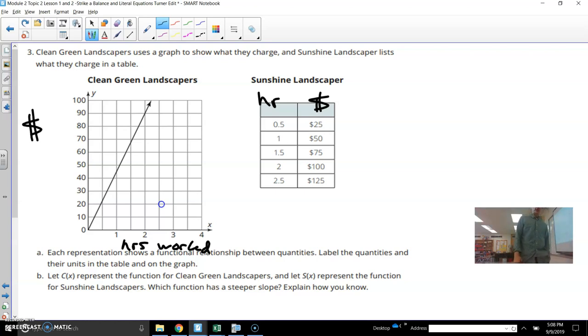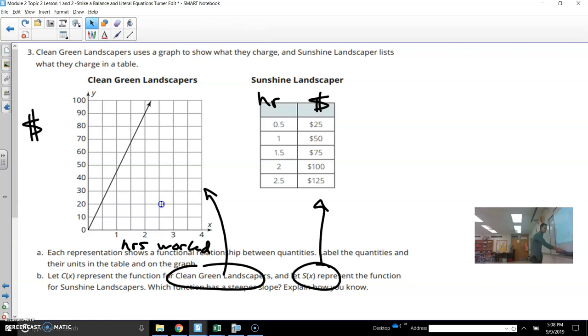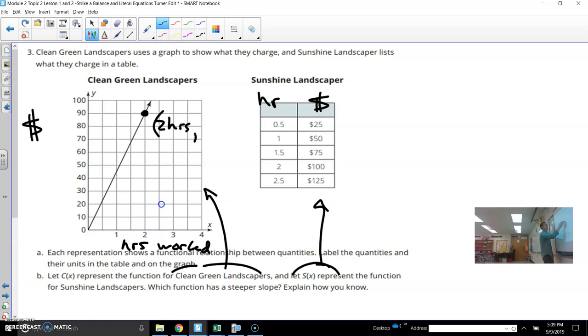So now it says, let C of x represent the function for the table, and then let S of x represent the function for, sorry, I said this backwards. Let this one represent the graph, and let this one represent the table. So it says which function has a steeper slope, and explain how you know. So let's look and see what some good points are here in the table. I see this point right here is pretty good. 2 hours is $90. Well, that tells me something.